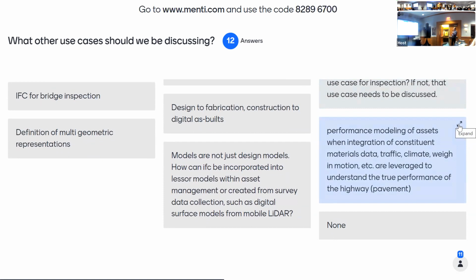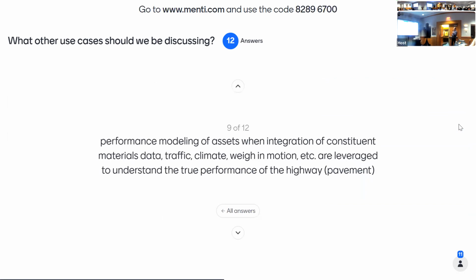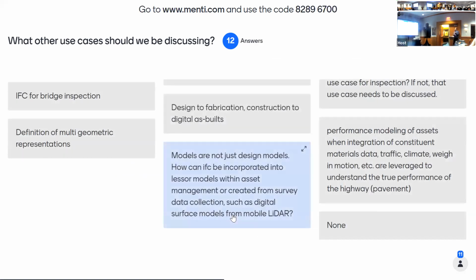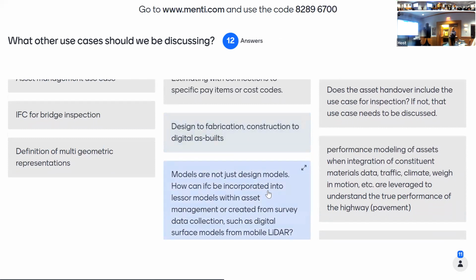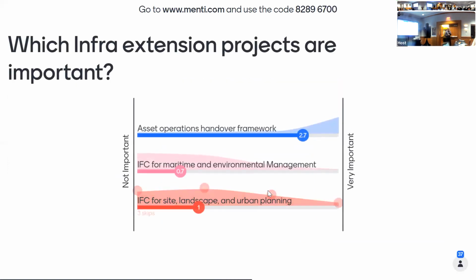Performance modeling of assets, with integration of constituent materials, data, traffic, climate, weight and motion, etc. I really wish to understand the performance of the highway pavement. Yep. And that's another analysis process of the model. Okay. Any comments on any of those?